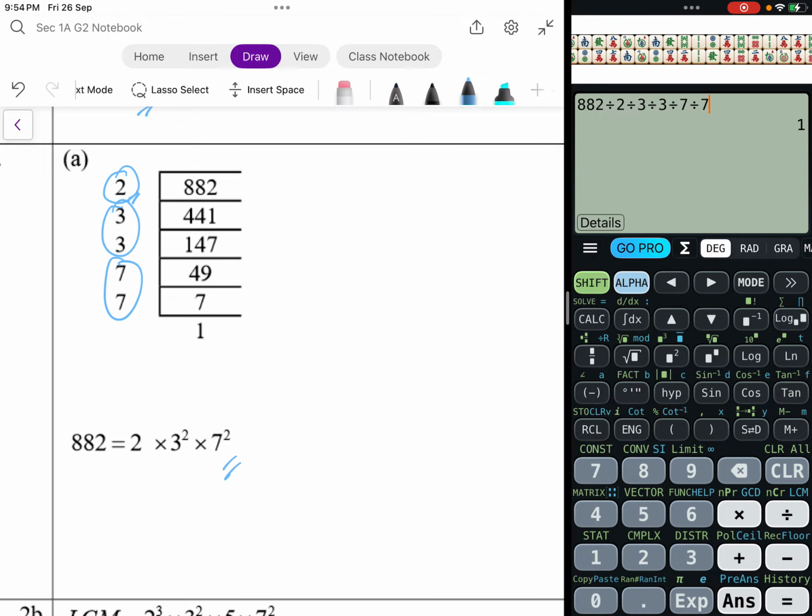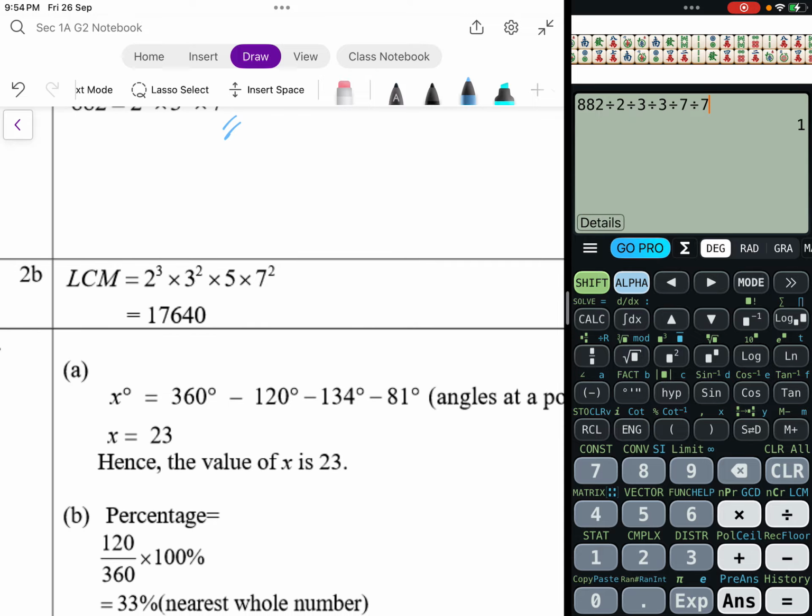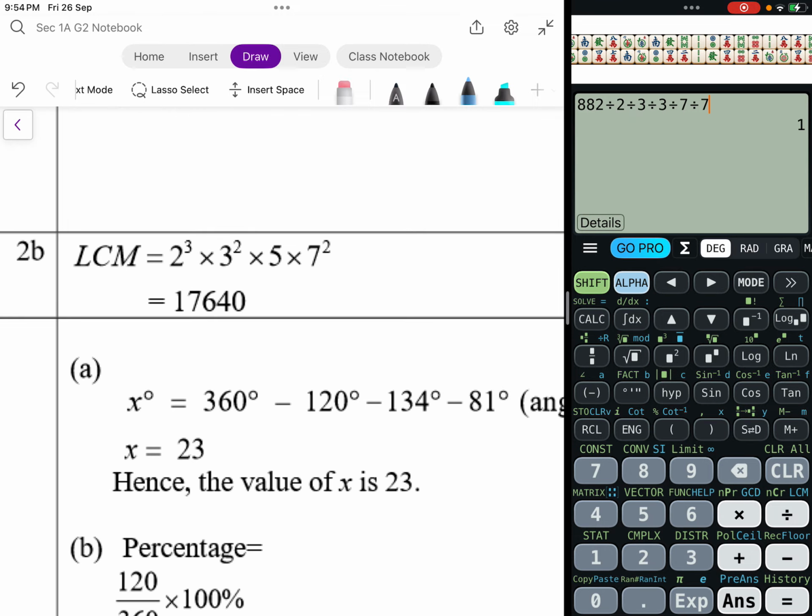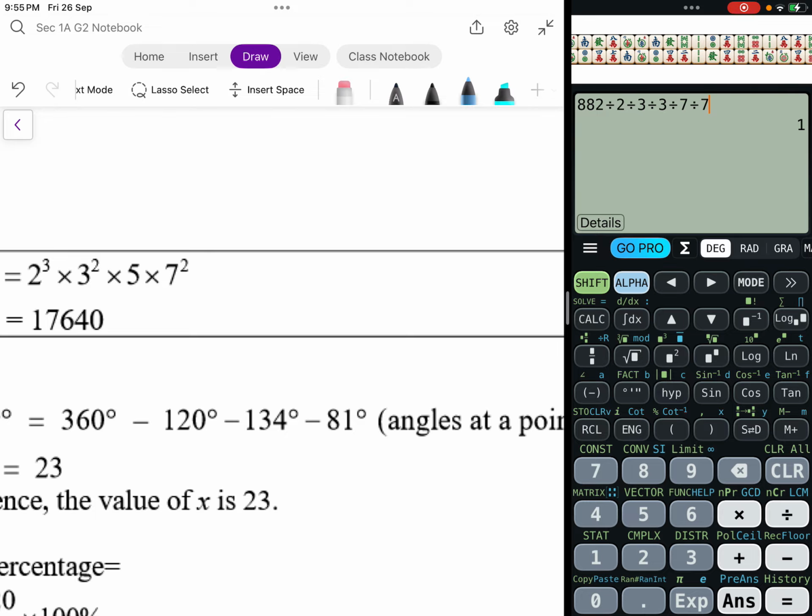Okay, this is the answer. Part B, LCM. Now the numbers are 180 and 392. 180 is 2 square times 3 square times 5, and 392 is 2 cube times 7 square.